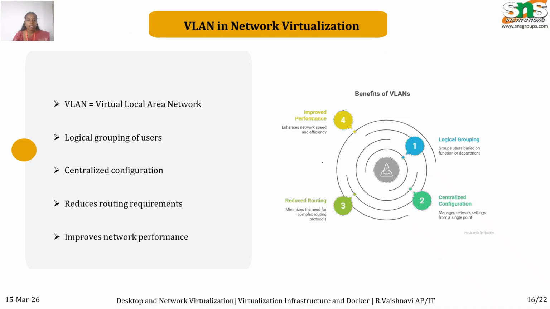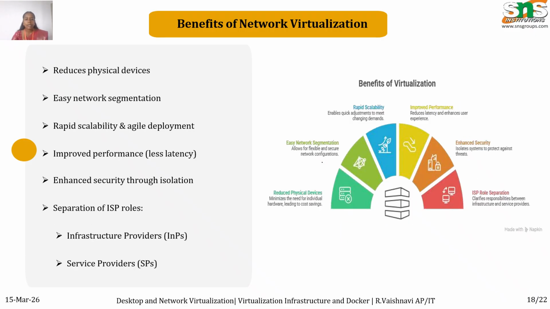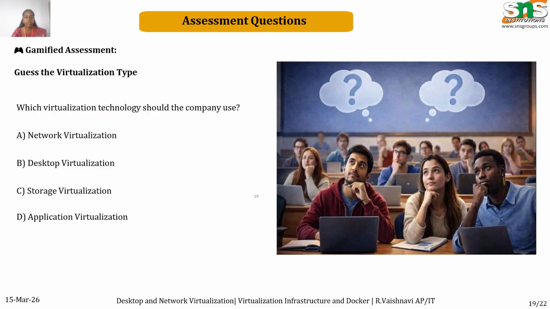We learn in network virtualization a logical grouping of the users. It is also called centralized configuration. It reduces the routing requirements and improves the performance. And then the working of network virtualization is through multiple overlays. It uses the IP transport and is built over the physical network. The benefits will be reduced physical devices, easy network segmentation, rapid scalability and agile deployment.